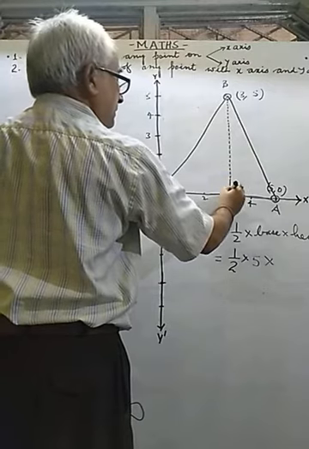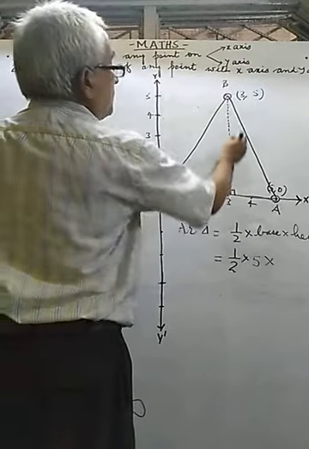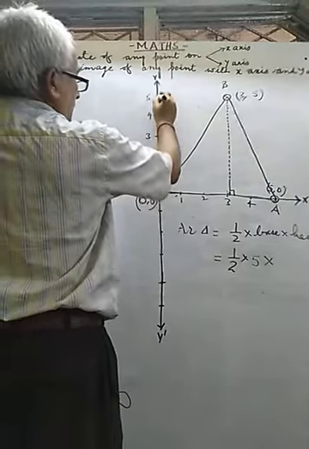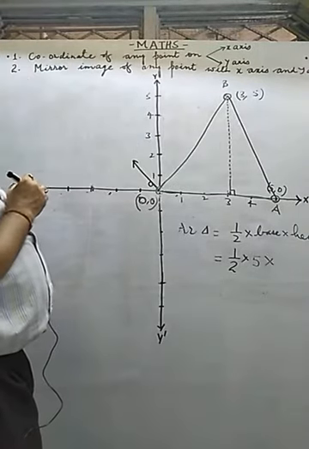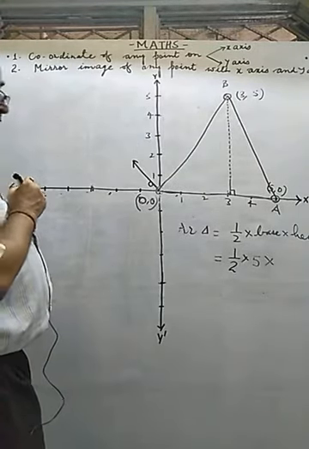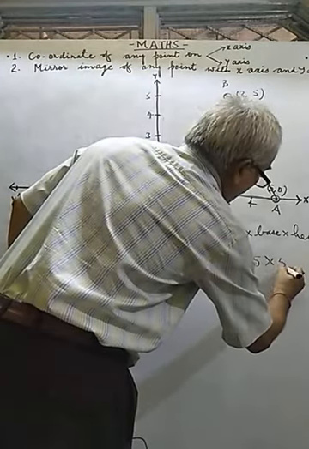If you draw here, this value will be the same as from here to there. So what is the height of this triangle? It is 5 units. So this will be 5.